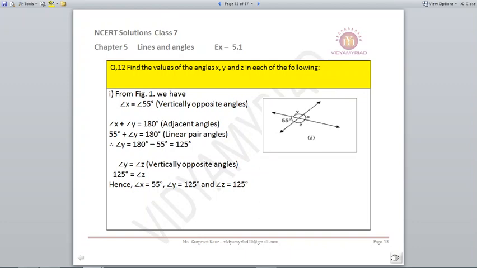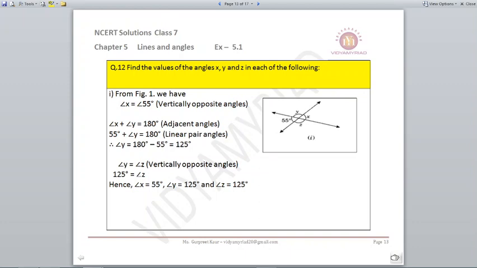And if you see x and y, they are on a straight line. So angle x plus angle y will be equal to 180 degrees. They are adjacent angles also and they are forming a linear pair also. So 55 plus y will be equal to 180 degrees. So angle y comes to 125 degrees.